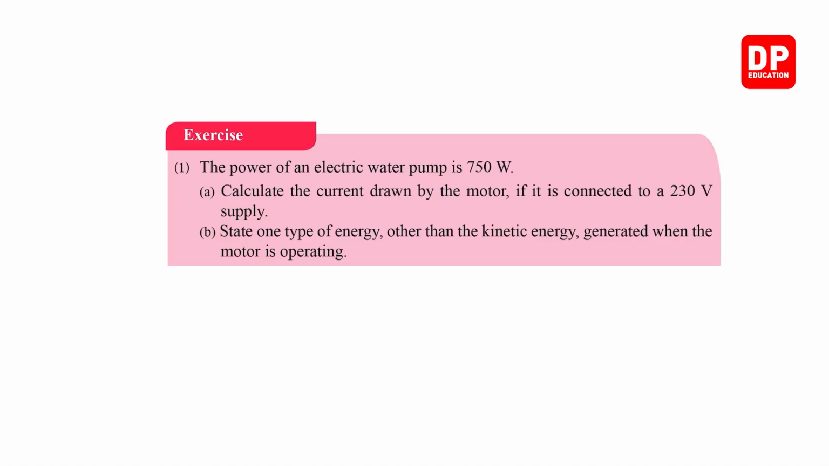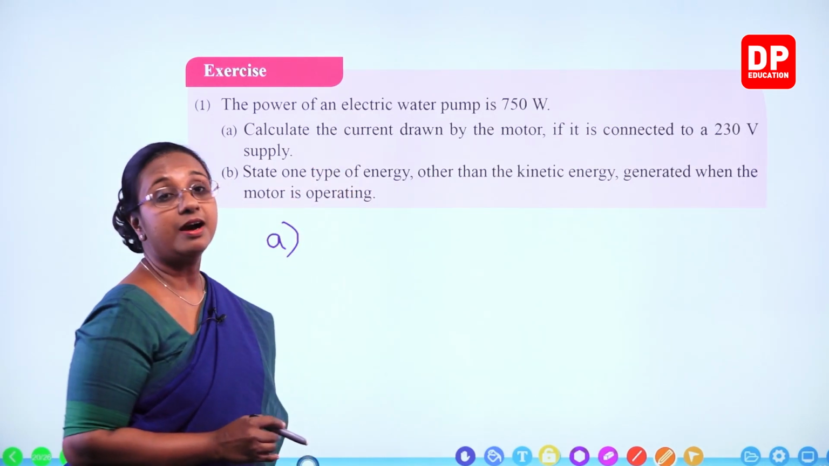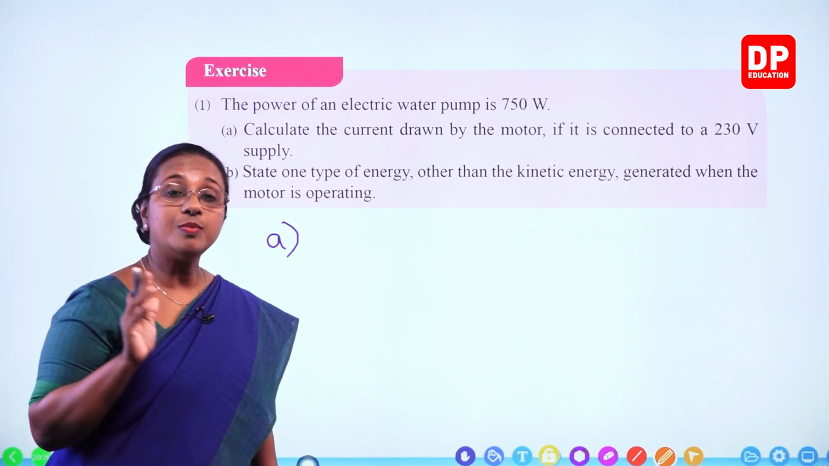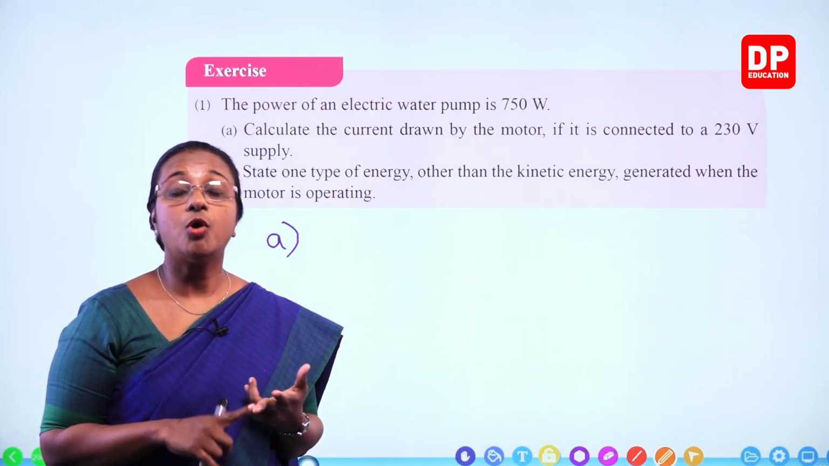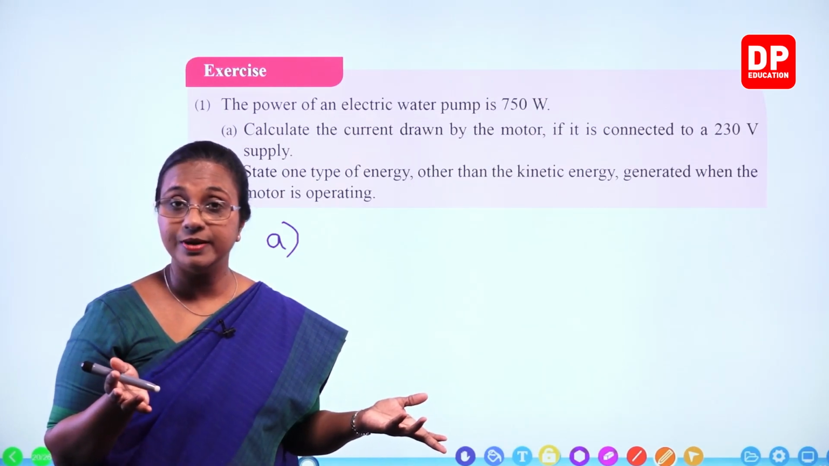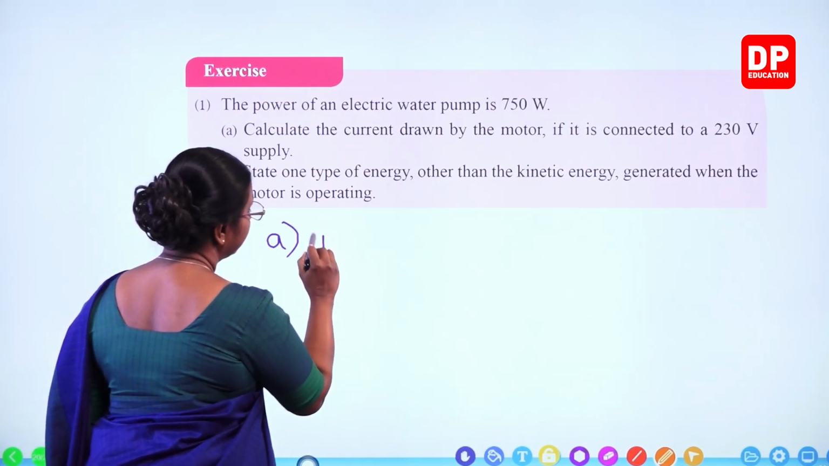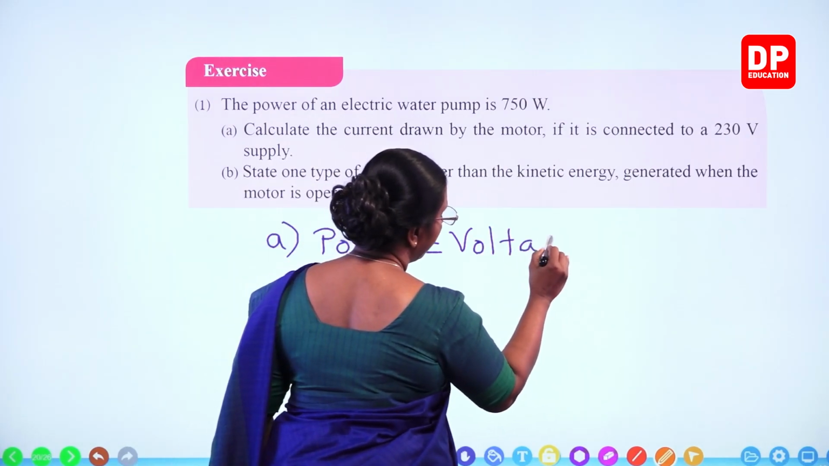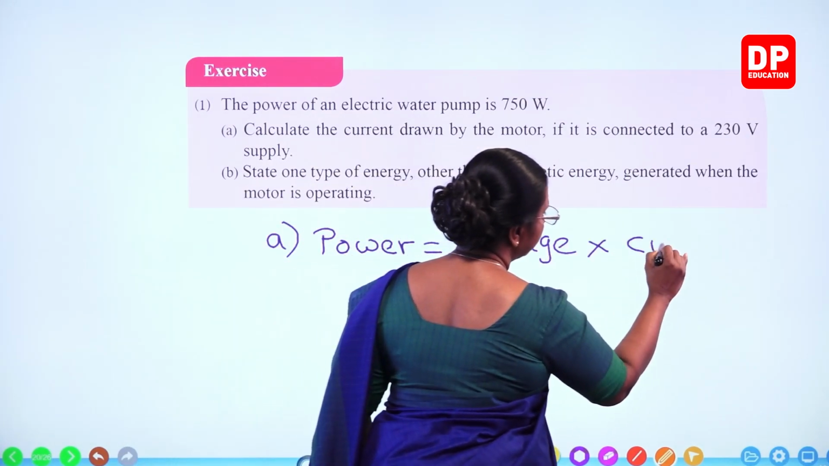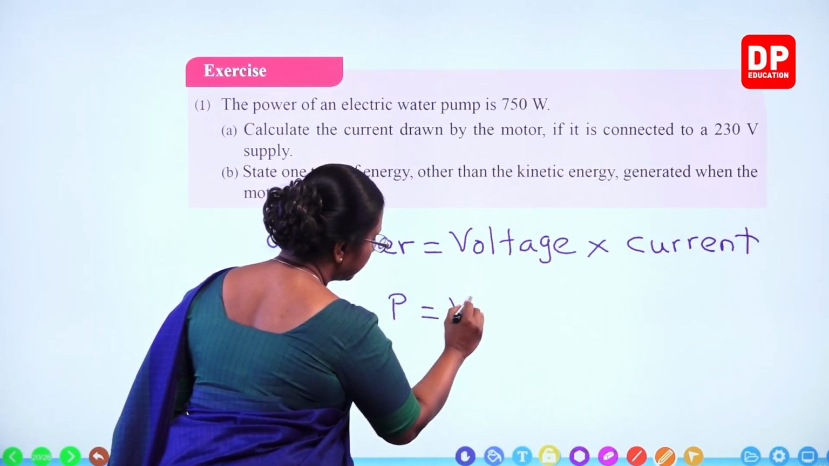So, the first part of the question, that is A part. You need to find the current drawn by the motor. So, what is the equation? Three quantities: power, voltage and current. Power equals voltage into current. So, here power equals voltage or potential difference into current. That is P equals VI.